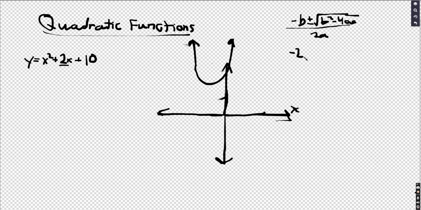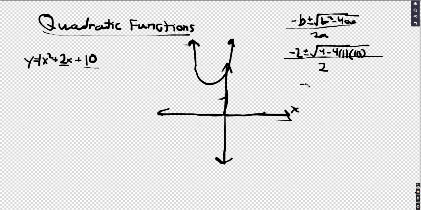So we have negative 2 plus or minus 2 squared, which is 4, minus 4 times a, and what is a? a is 1, because it's 1x squared, and times c. So what is c? Well, c is 10. Times 10, all over 2 times a, which is just 2. a is 1, so just 2.